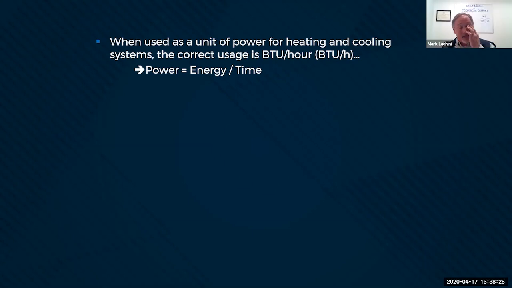So a lot of times when we talk about BTUs, we talk about them in terms of the heating or cooling capacity of a piece of equipment. When you're talking about the capacity or the power of the equipment, it's really BTUs per hour, because power equals the amount of energy you spend over the time you spend it. So if I say I have a 50,000 BTU furnace, what I really mean is my furnace can put out 50,000 BTUs per hour.